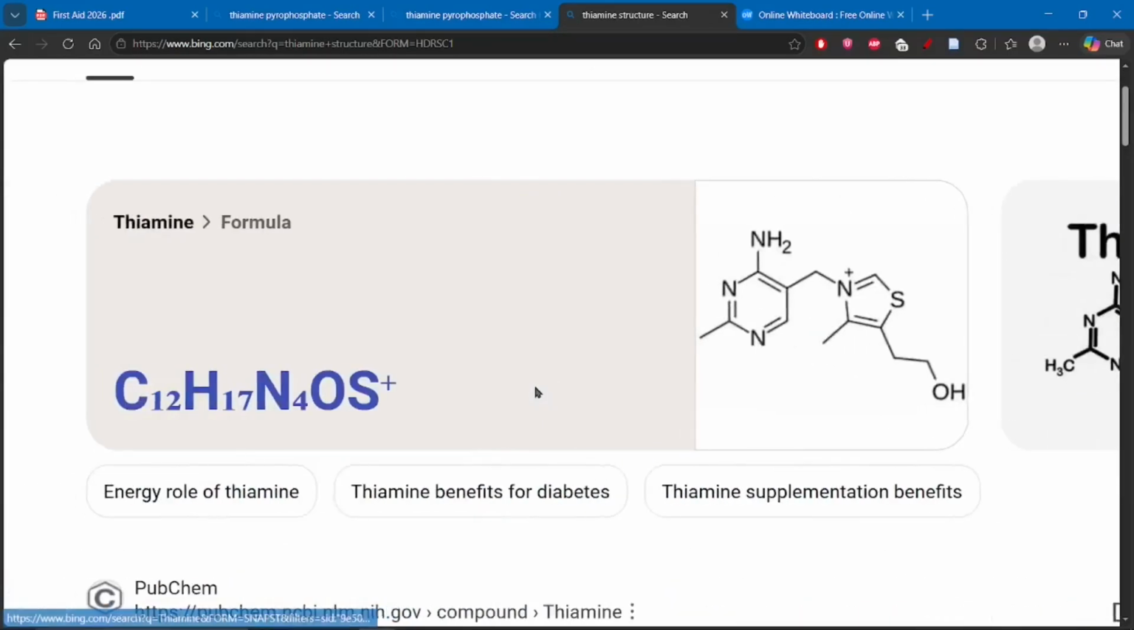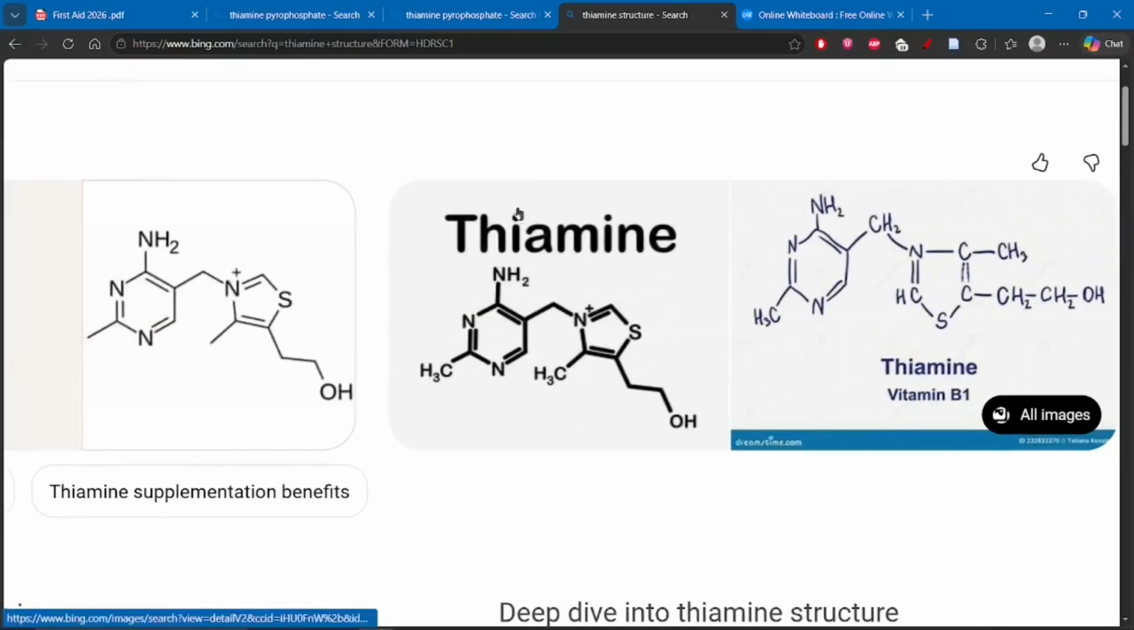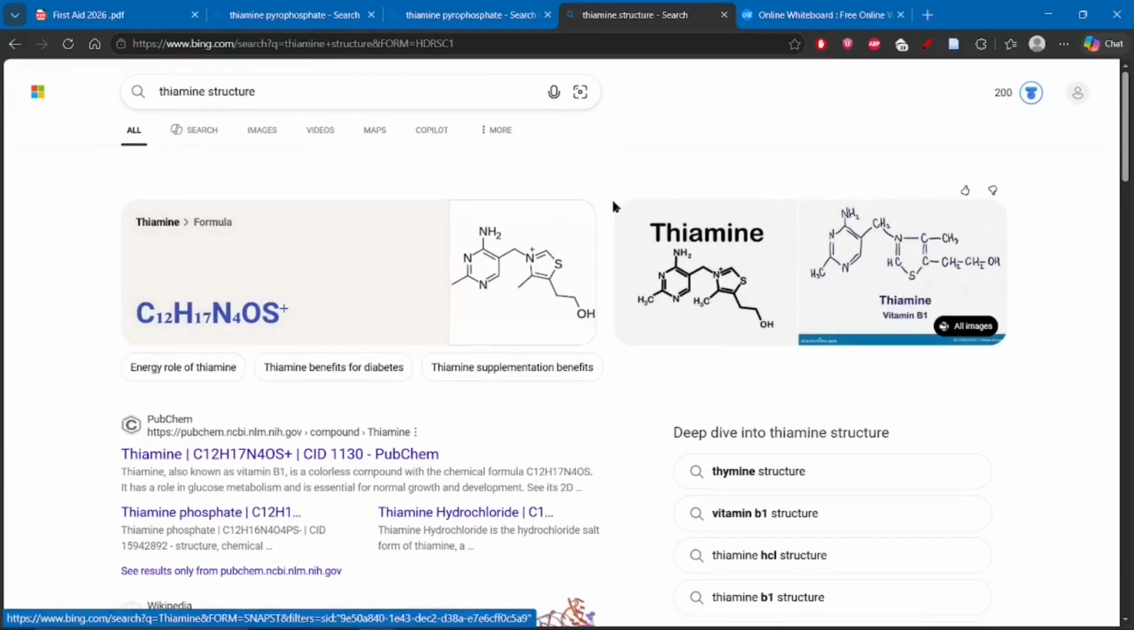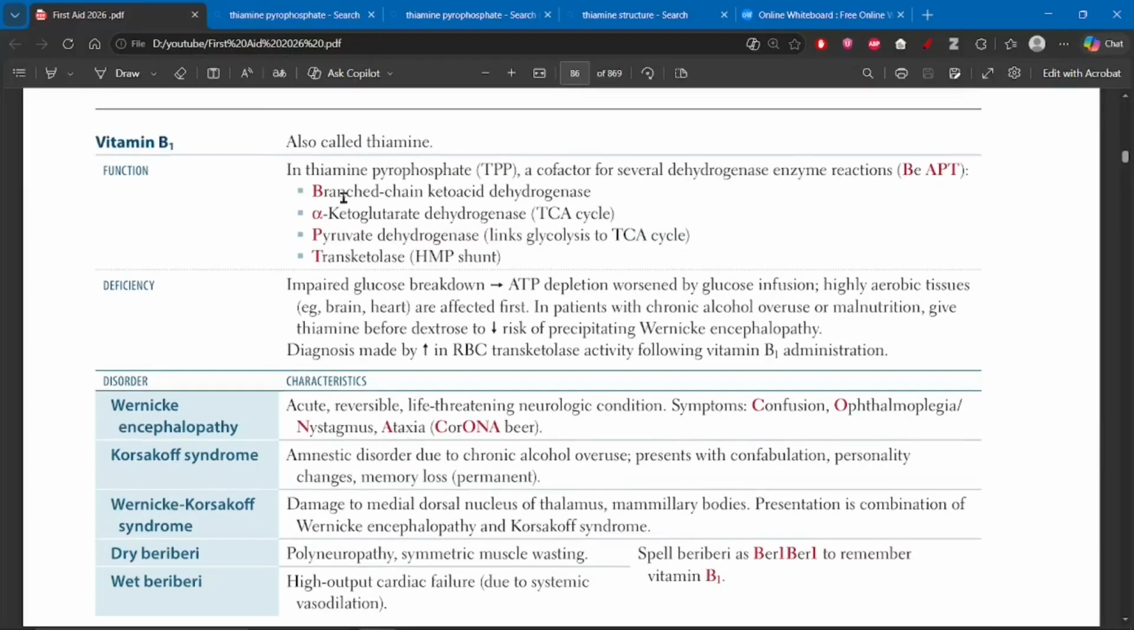This is an organic compound. If you studied your organic chemistry and if you remember it well, this is a carbohydrate with the nitrogen and oxygen and sulfate group. So this is what a thiamine molecule looks like. This compound, mostly the vitamin B complex, participates as coenzymes or cofactors. Vitamin B1, also known as thiamine, can be in the form of thiamine pyrophosphate.